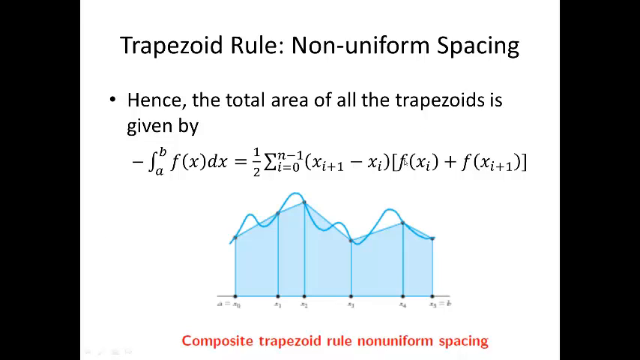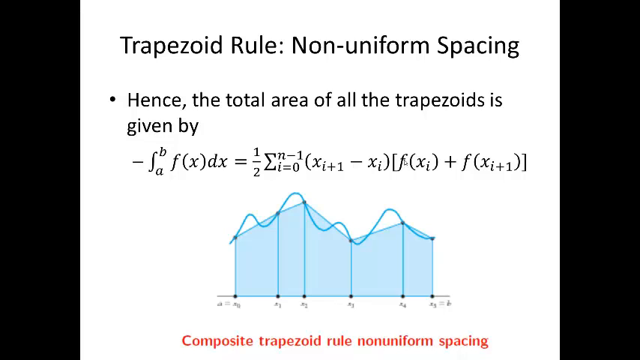So the total area of the trapezoids is given by the formula: the integral from a to b of f(x) dx is equal to 1/2 times the sum, i equals 0 to n minus 1, of (x_{i+1} minus x_i) times (f(x_i) plus f(x_{i+1})). And that's the composite trapezoid rule for non-uniform spacing. Basically what it says is the sum of the individual applications of the basic trapezoid rule on each subinterval gives the value for the integral.